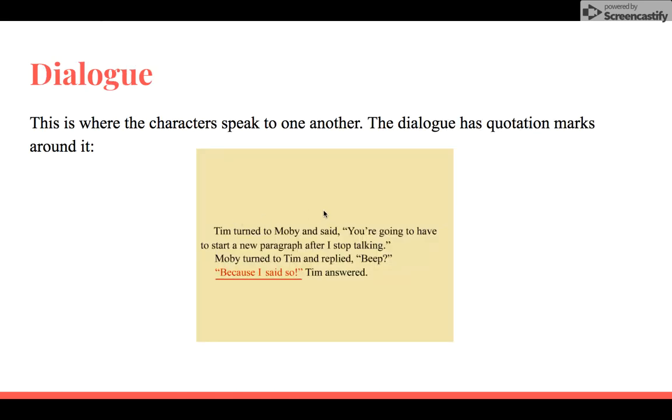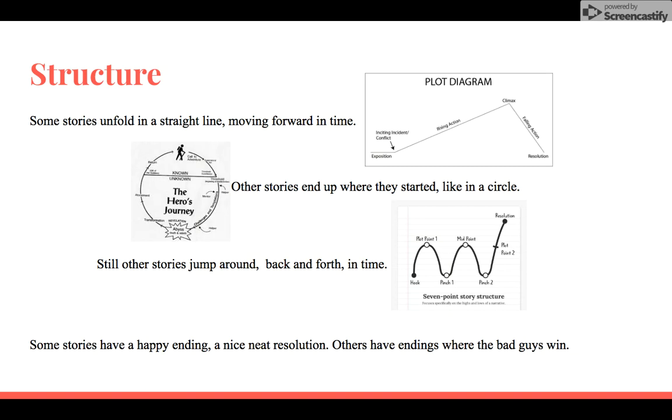The dialogue is when the characters are talking to each other or talking out loud. You always see it in quotation marks, like here. In some stories, like the Telltale Heart, the character might talk to himself. So that's an interesting thing you could analyze in your story. It's the dialogue.